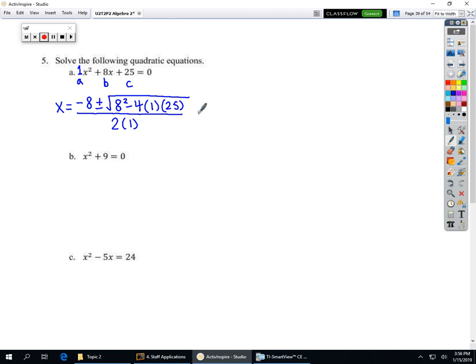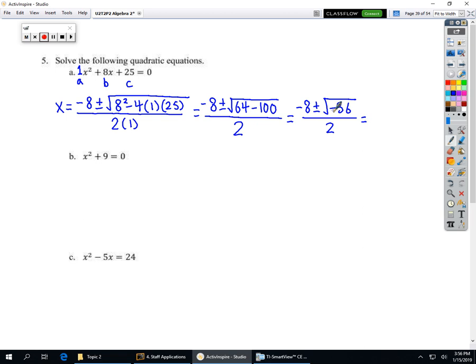I can simplify this further, certainly. Negative 8 plus or minus square root of 8 squared is 64. 4 times 1 times 25, that's negative 100. All divided by 2 times 1, which is just 2. There we go. 64 minus 100, that's negative 36. Remember, you can't leave a negative in a square root. It's technically correct, but it's not written in the correct way, so it's bad math grammar.